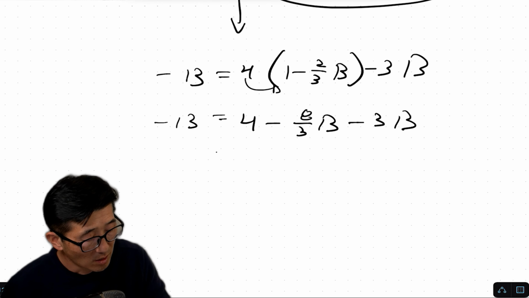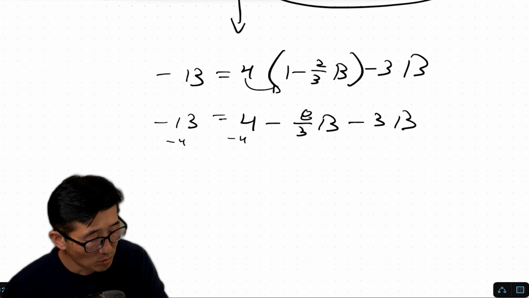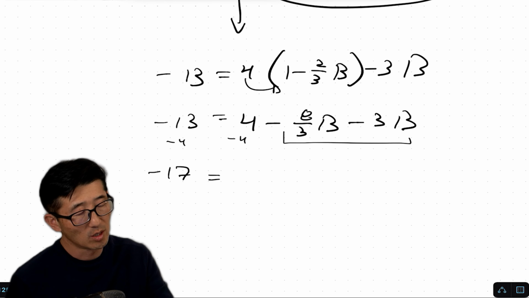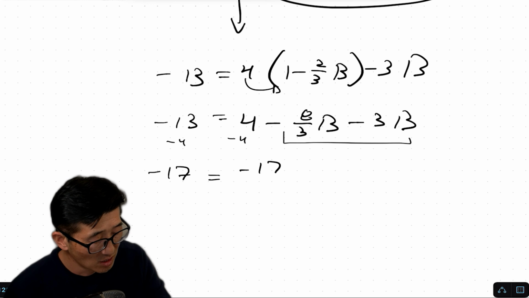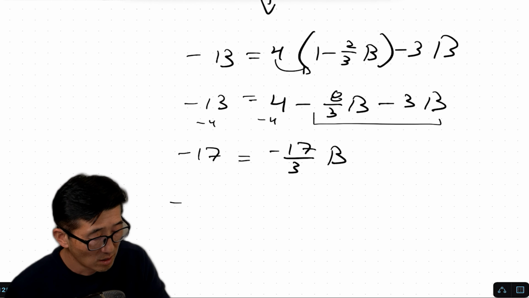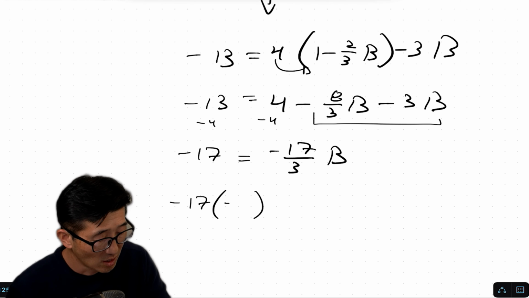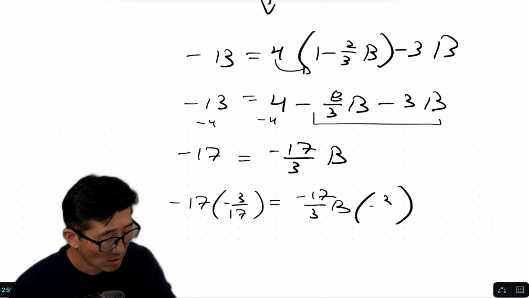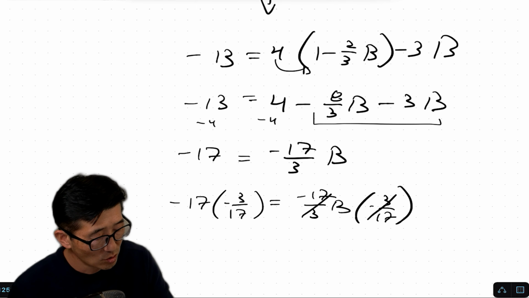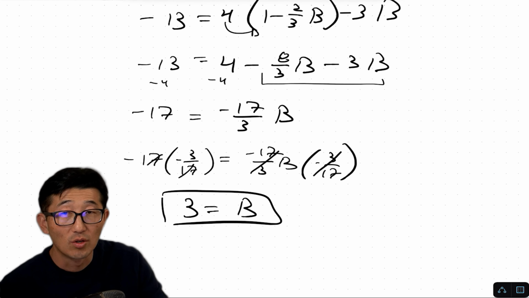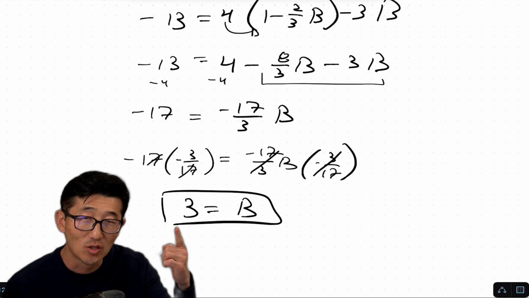Then I'm going to subtract 4 from both sides, so it'll be negative 17. And then these two, if you get a common denominator, it'll be 9, so negative 17 over 3b. Then negative 17 times negative 3 over 17. Multiply those two, and the 17 will cancel out. Bada bing, bada bang. Look at that. It looked like it didn't want to work out, but it came out to a whole number.